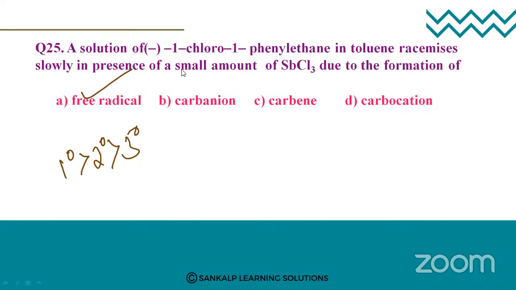A solution of 1-chloro-1-phenylethane in toluene racemises slowly in the presence of a small amount of SbCl3 due to the formation of: A, free radical; B, carbanion; C, carbene; D, carbocation.